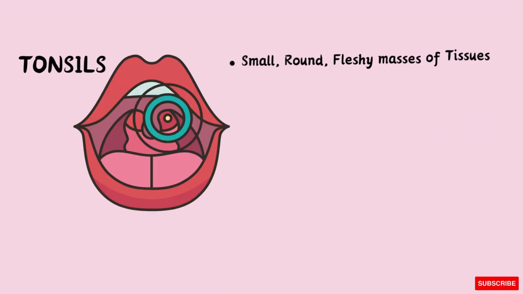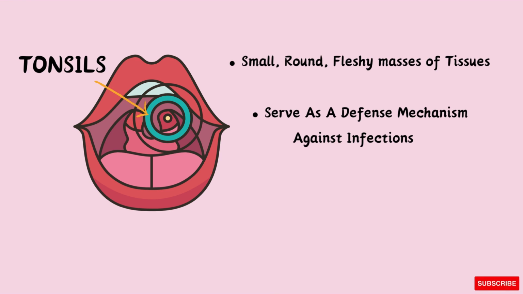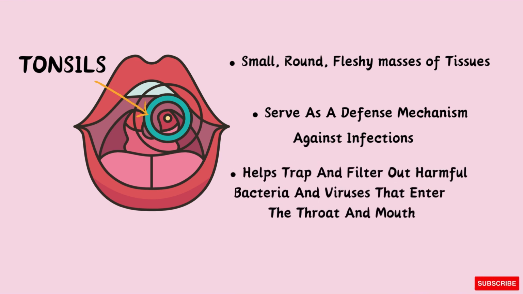Another lymphoid organ, the tonsils, are a pair of small, round, fleshy masses of tissue located at the back of your throat. Tonsils serve as a defense mechanism against infections. They help to trap and filter out harmful bacteria and viruses that enter the throat and mouth, preventing them from entering the respiratory and digestive systems.